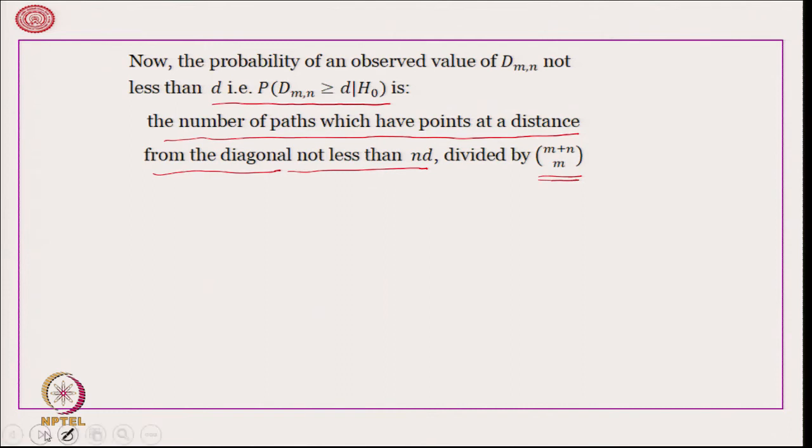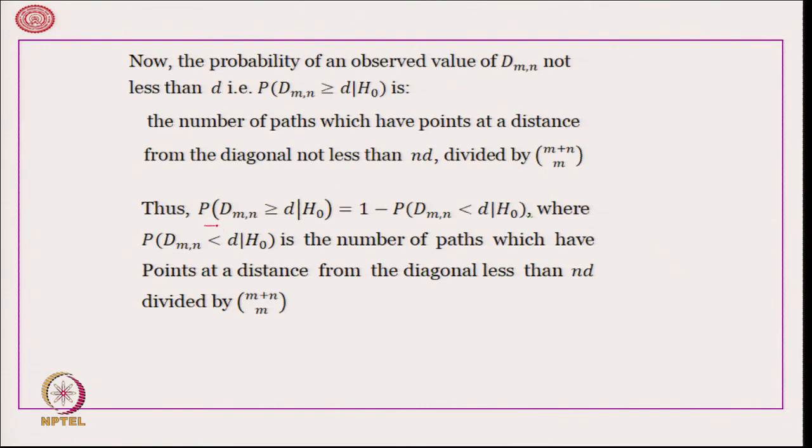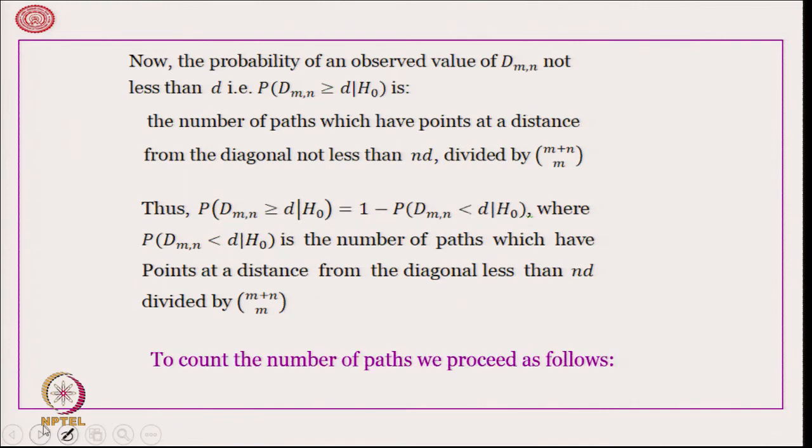Now, we write it in a slightly different way. Probability d_mn greater than or equal to d is equal to 1 minus probability d_mn less than d under H naught, where d_mn less than d is the number of paths which have points at a distance from the diagonal less than n d, and of course, that will be divided by (m+n) C m. Please focus on this part, it is less than, and as we can see here, it is strictly less than. Therefore, the points which are at a distance exactly n d will not be taken under consideration for this calculation. Therefore, we now need to count the number of paths, and we proceed as follows.